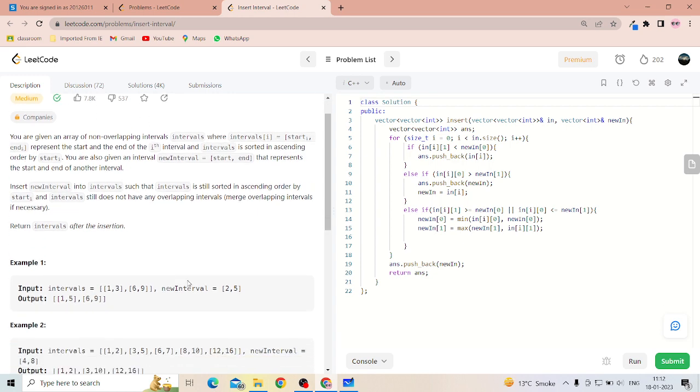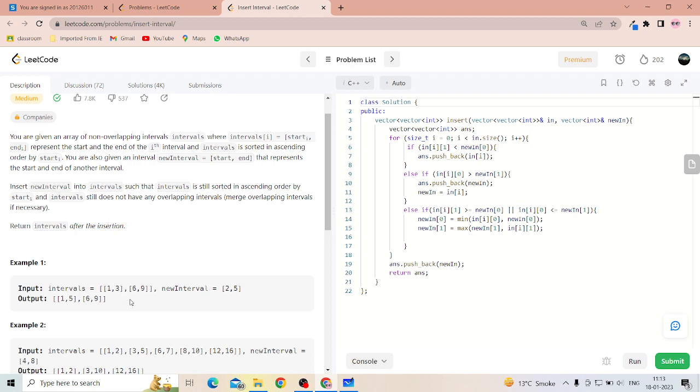I have done so many interval problems, so the question is very easy. You are given an array intervals where you have some intervals like 1 to 3, 6 to 7, 6 to 9, 10 to 11, 12 to 13. It is increasing by start_i. If there are intervals 1 to 3 and 6 to 9, then 1 to 3 comes first because 1 is less than 6. So it is sorted in ascending order by start_i.